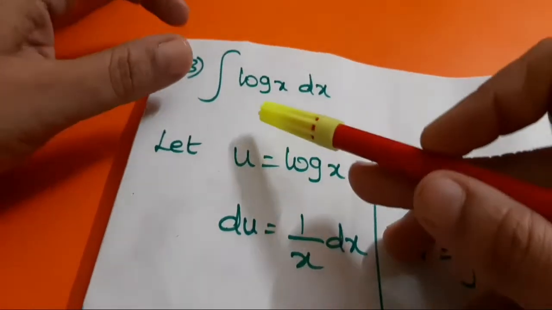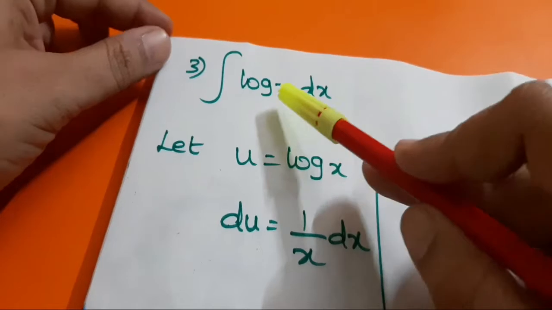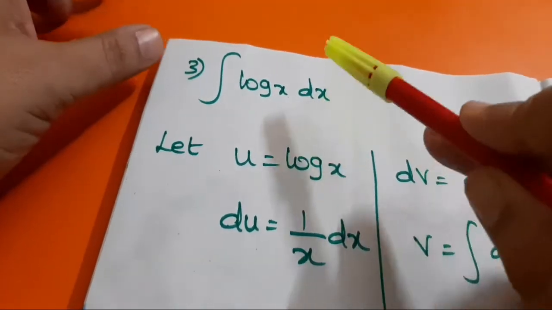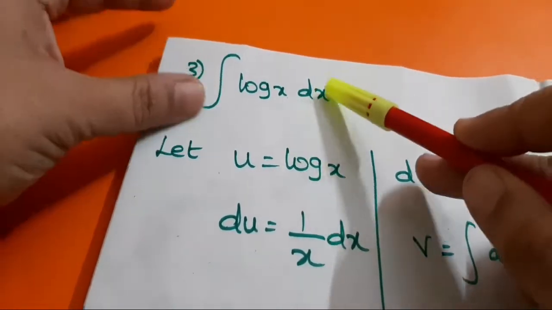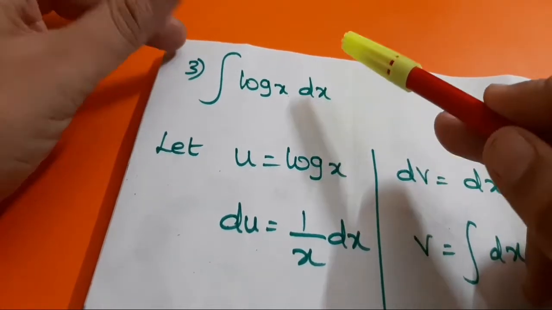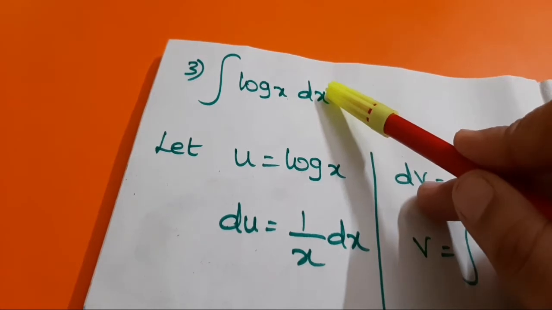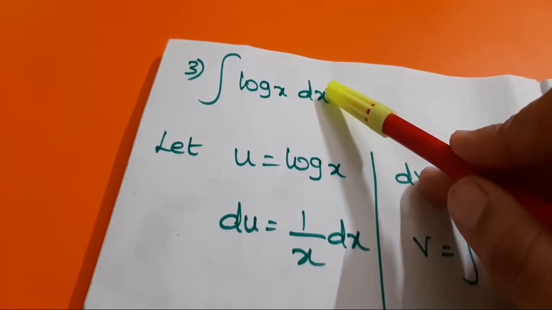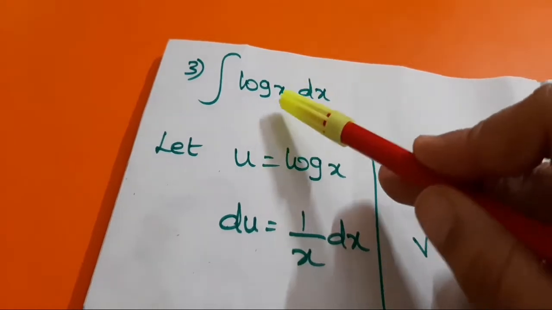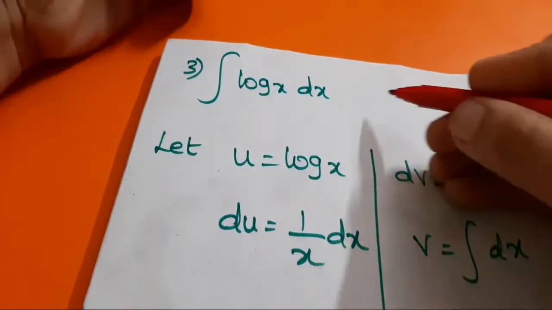Now, the third problem is integral log x dx. I told you already, if a logarithmic function is there in integration by parts, we should not use the Bernoulli's formula. We have to use the general formula. So, again I want to use ILATE.